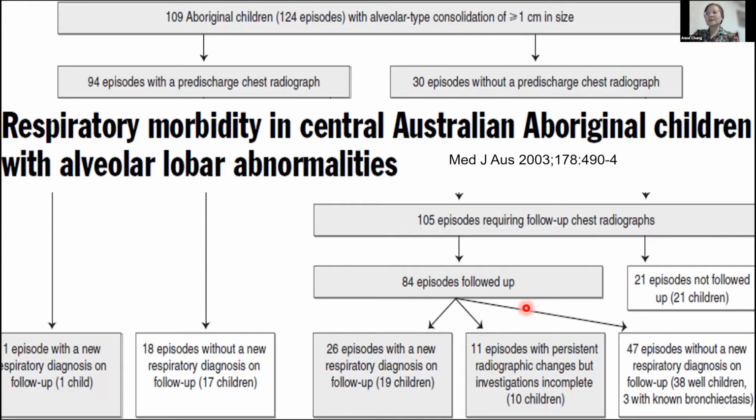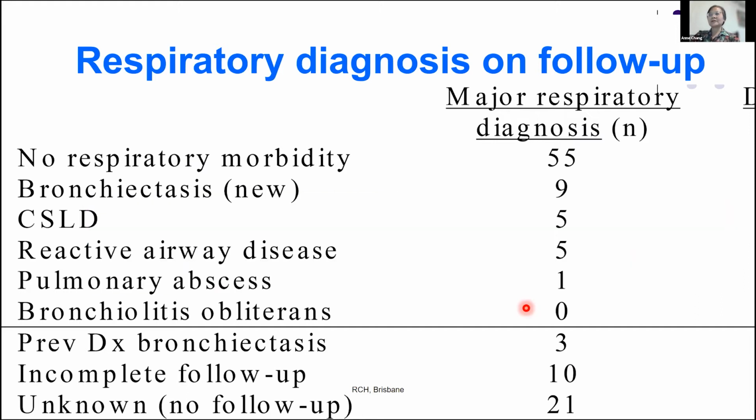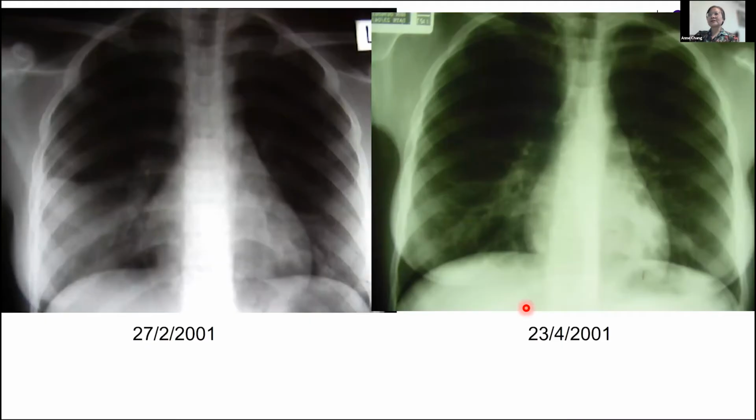This is a study that we did in Aboriginal Australians in Central Australia, and we followed a group of them with lobar pneumonia. The follow-up rate was 83.1%, and we followed up at the 12-month mark. And we actually found a very high incidence of chronic respiratory diseases, up to 25%. And you can see the diagnosis that we found there. But remember, this is Aboriginal kids. Obviously, depending on your setting, you're going to get different consequences. And this is just an example.